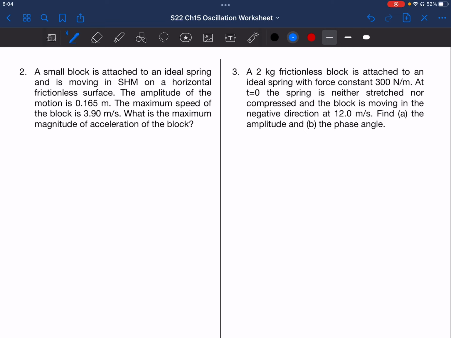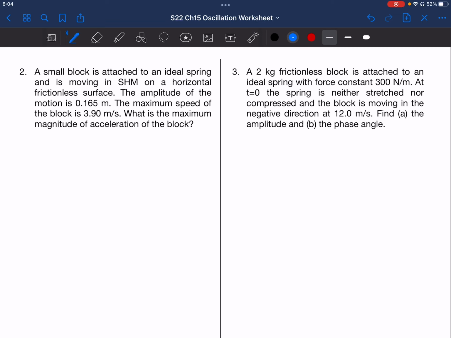A small block is attached to an ideal spring and is moving in simple harmonic motion on a horizontal frictionless surface. The amplitude of the motion is 0.165 meters. The maximum speed of the block is 3.90 meters per second. What is the maximum magnitude of acceleration of the block?